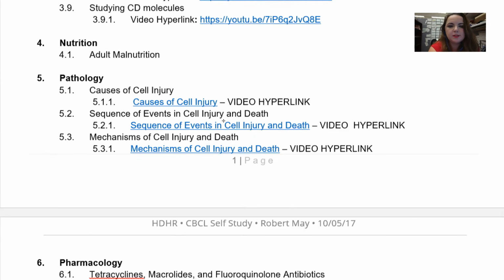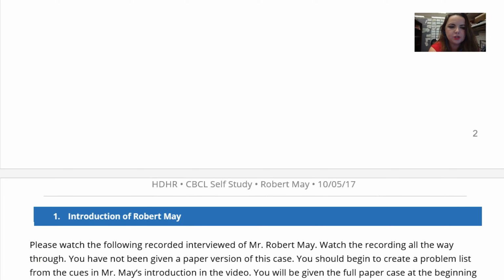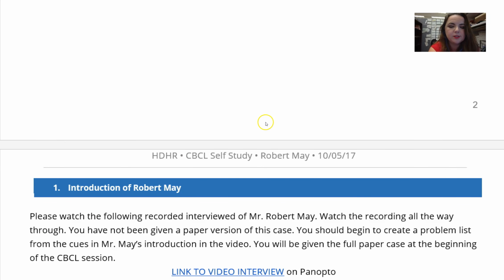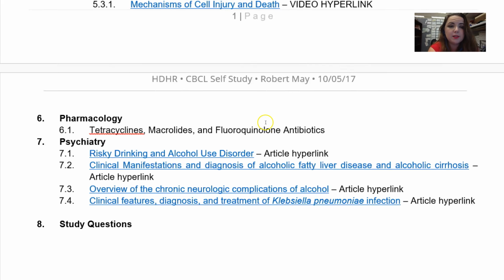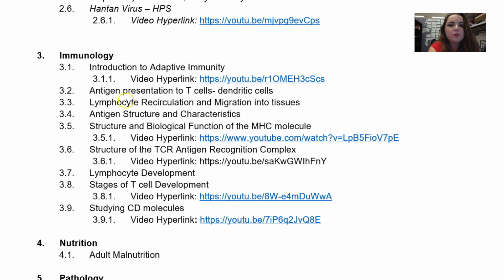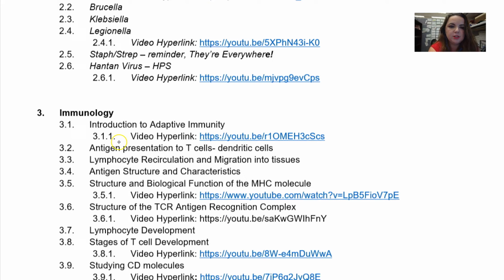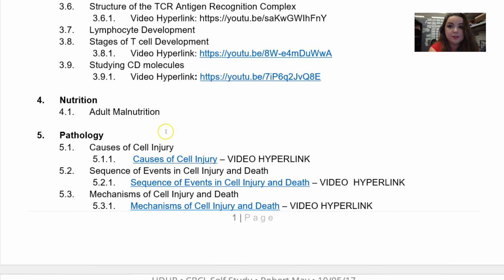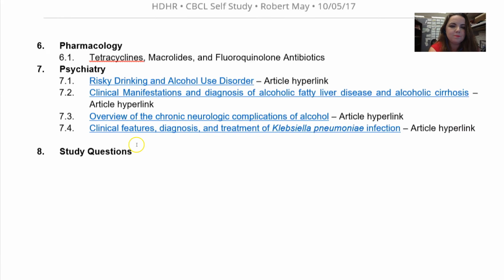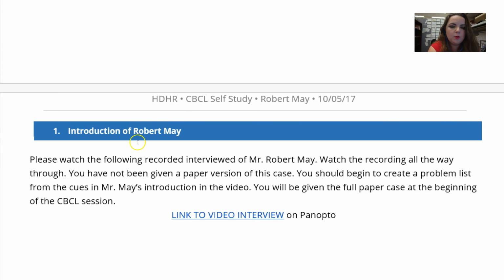Here's the table of contents like you're probably used to by now. You can see this one isn't quite as bad, including your study questions. It's only about 44 questions. This one, at least from my perspective, focuses a lot more on immunology than it does on microbiology. So hopefully that's something you guys are interested in. Okay. So what do we have here?